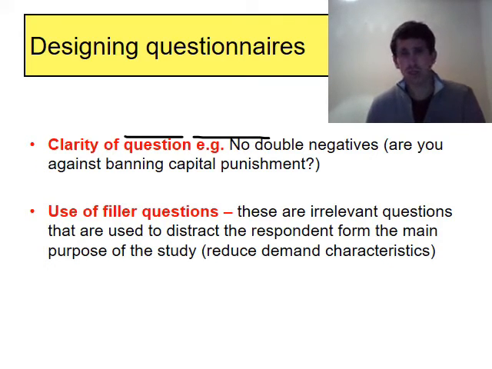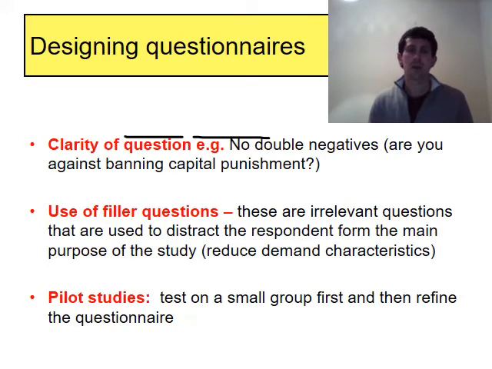Also, it's important to use filler questions. So these are slightly irrelevant questions that are used to distract the respondent from the actual issue. If someone works out what the questionnaire is about, then they might start to give answers they expect that you want. So sometimes we use filler questions in order to distract the participants from knowing what the actual aim of the questionnaire is. And also, it's always important to do pilot studies. If you're doing a questionnaire, do a small-scale pilot study using that questionnaire, so once you get the results, once you get some feedback from people, you're able to refine that questionnaire and make it better.